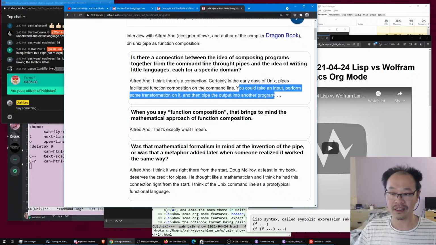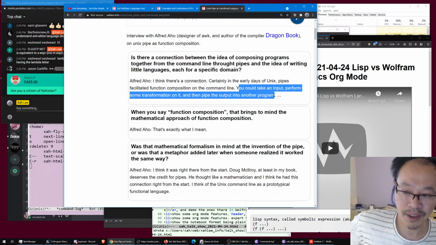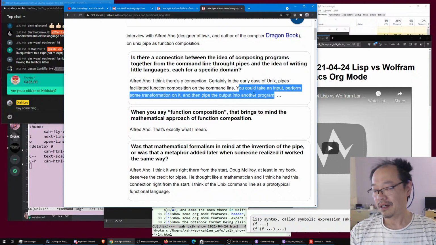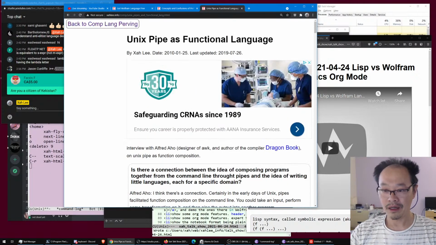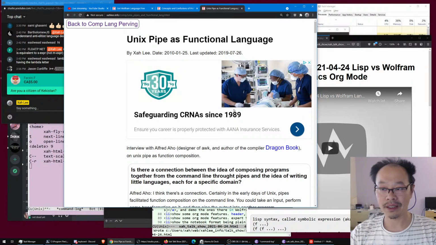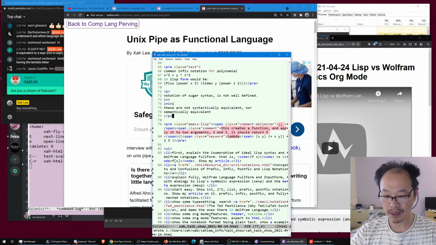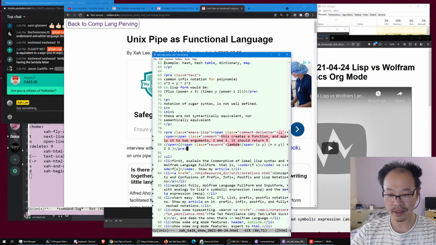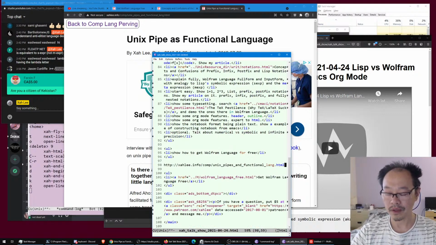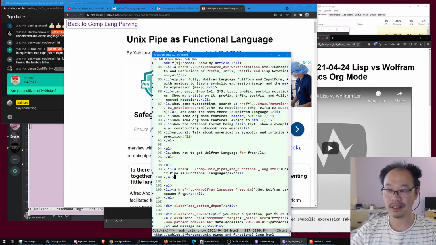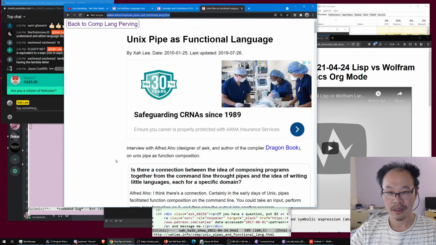In the real world, that's kind of how functional programming works, as much as you can. Okay, so anyway, that's about that article, Unix pipe as functional language. Let me copy that and put it here so we have a record of what we talked about, so later on you can see it in my YouTube description. Okay, so I should stop soon.